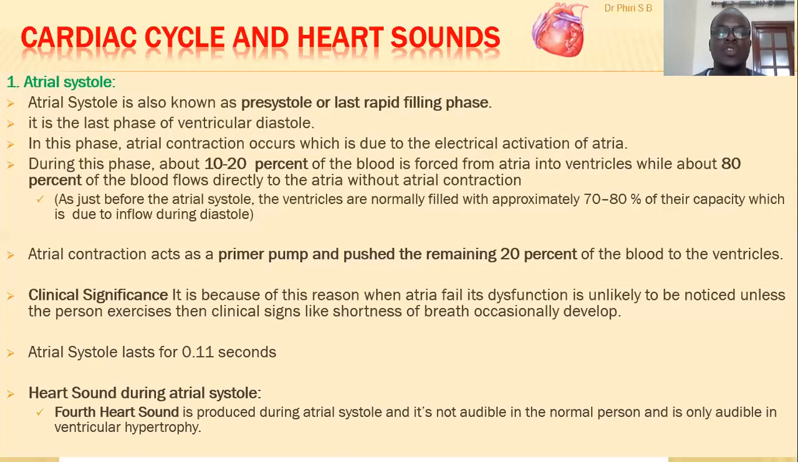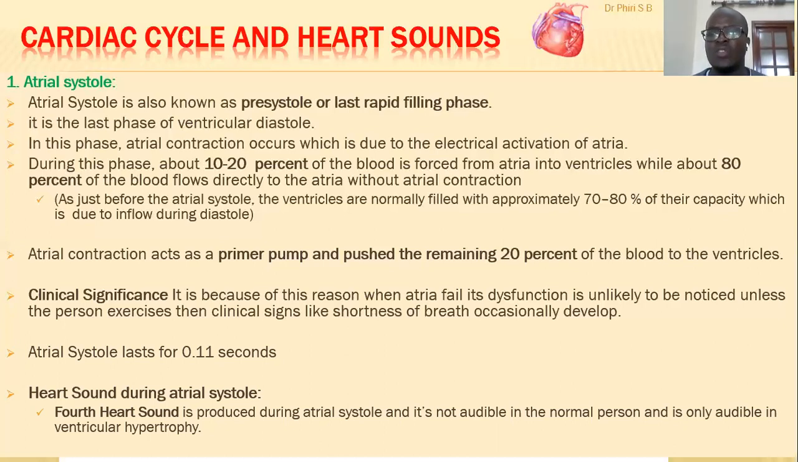Then the heart sounds during atrial systole. There are also heart sounds that you can hear during atrial systole. The heart sound you're going to get here is the fourth heart sound, which is produced during atrial systole. It's not audible in a normal person, and it's only audible in ventricular hypertrophy. I'll explain the first, second, and third heart sounds, but during this phase, you can get a fourth heart sound.